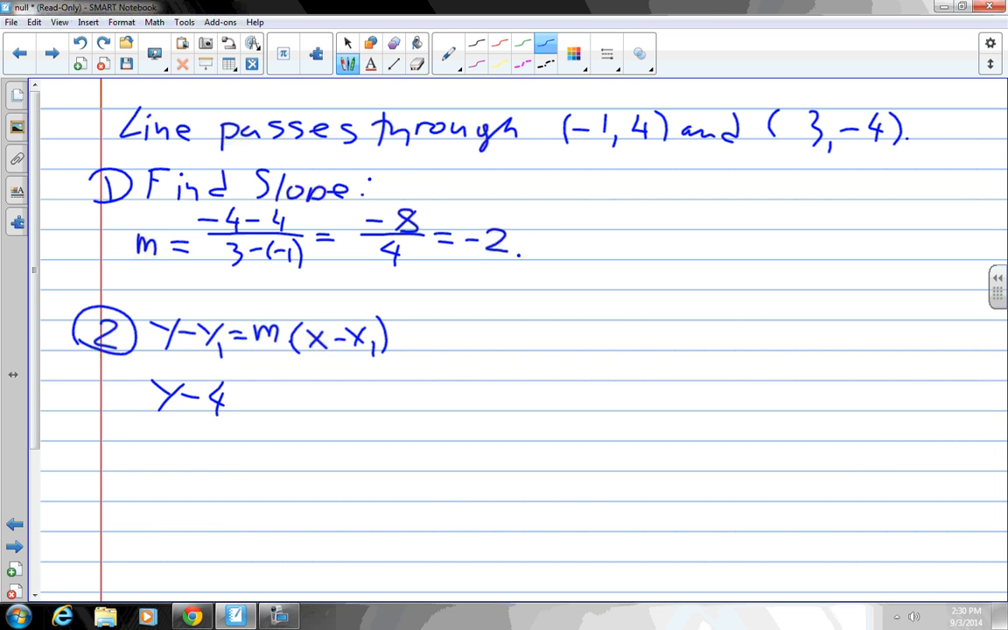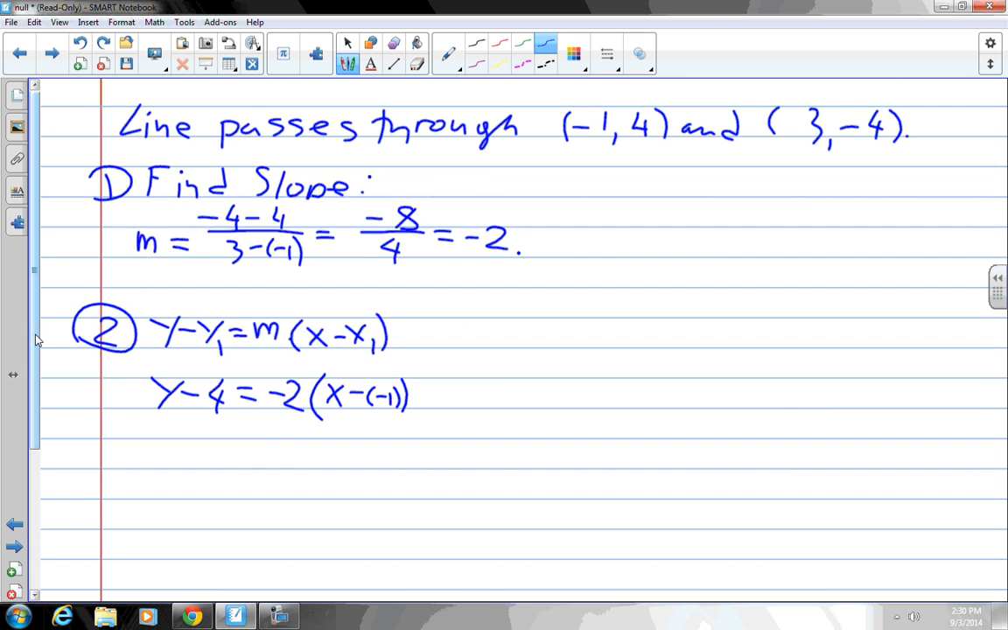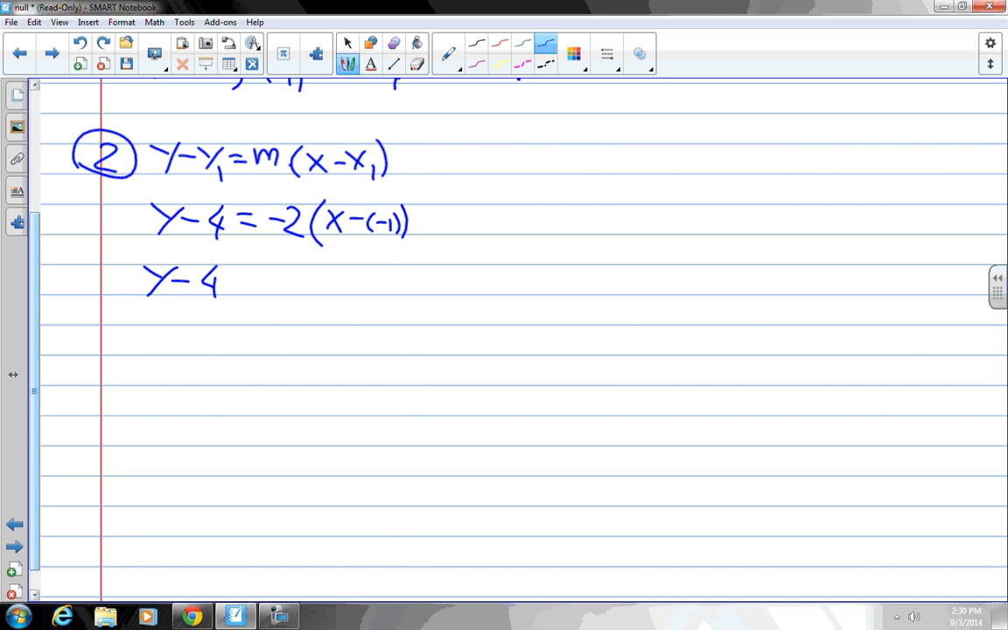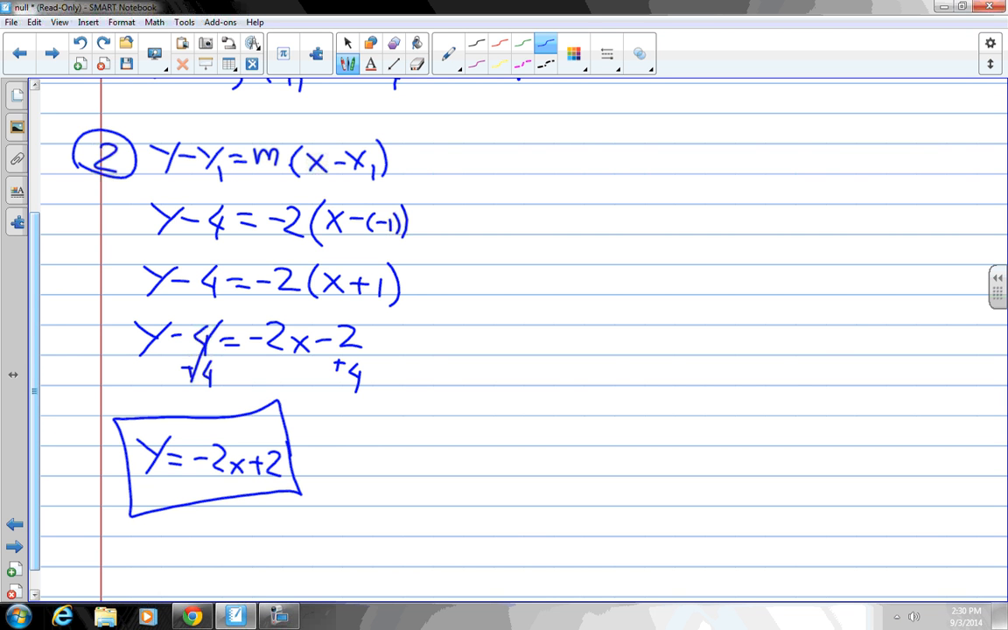So it's y minus 4 equals m, which is -2, times x minus -1. Right? You're just plugging the point's values into the equation. And then just simplify this. So y minus 4 equals -2 times x plus 1. Two negatives give me a positive. Distribute -2. And then add 4. Y equals -2x plus 2. Good?